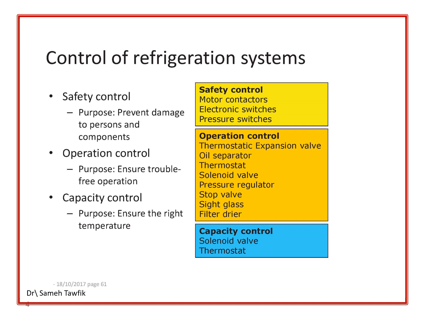This includes components like the thermostatic expansion valve, oil separator, thermostat, solenoid valve, pressure regulator, stop valve, sight glass, and filter dryer. Capacity control. The purpose is to ensure the right temperature. This includes components like the solenoid valve and thermostat. These different control systems work together to ensure the safe and reliable operation of the refrigeration system. Each component plays a specific role in maintaining the desired temperature and preventing any issues or damage.